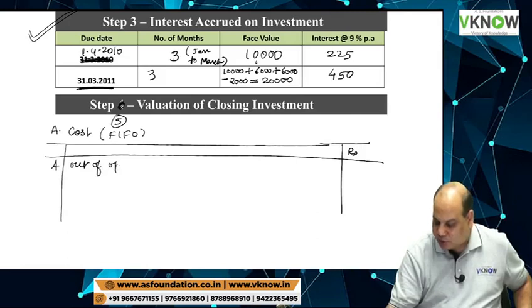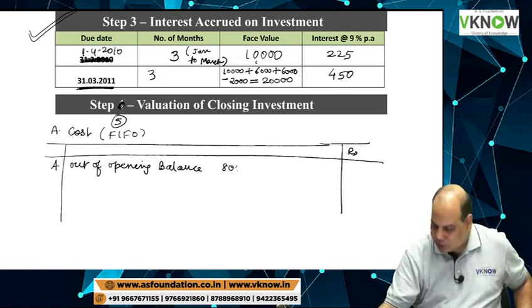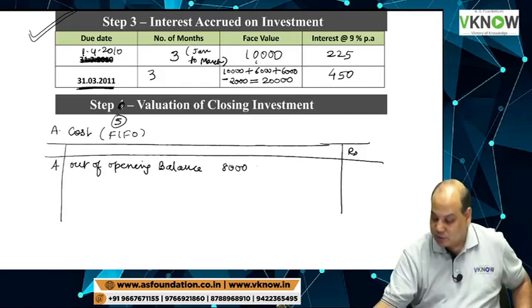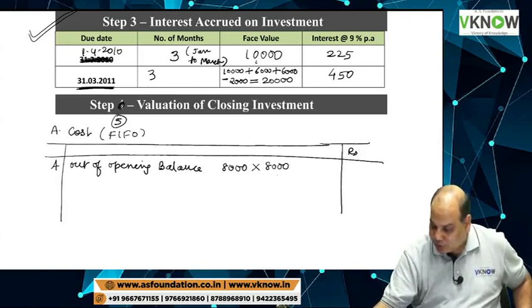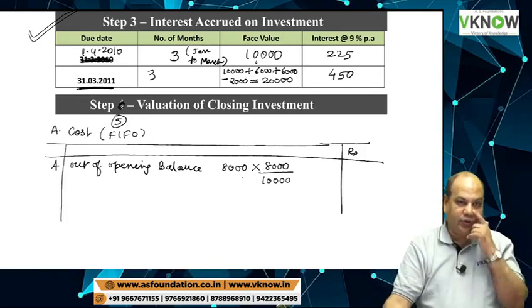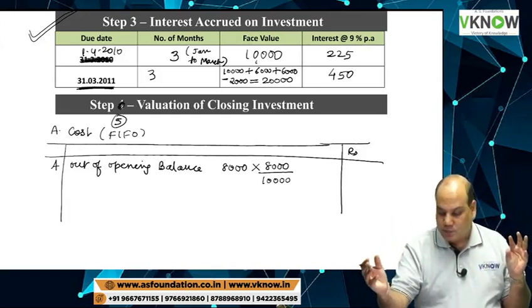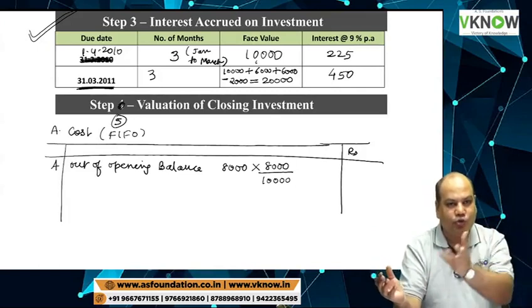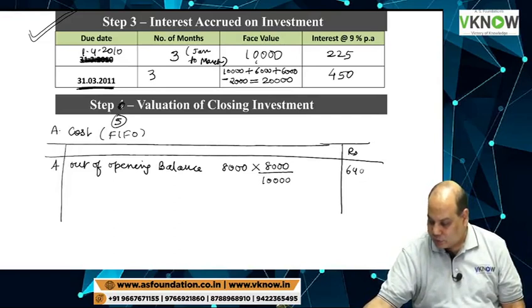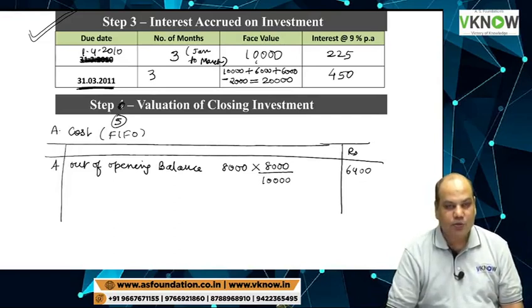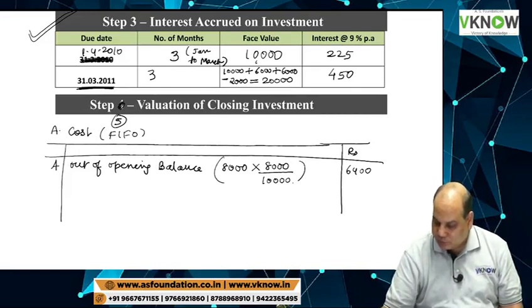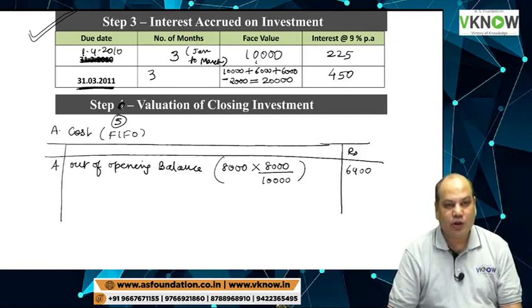Out of opening balance, investment of the face value 8,000 is remaining, and the proportionate cost will be 8,000 divided by 10,000. Face value is 10,000, cost is 8,000. Face value is 8,000, so its proportionate cost will be 6400. Okay, this is your opening lot which is still unsold.